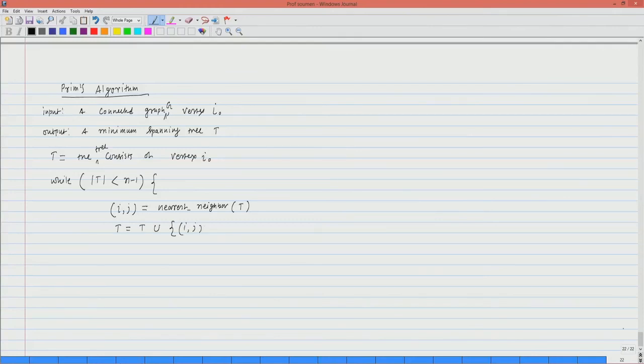i j. I will explain this algorithm of course. When you are outside, when you have n minus 1 edges in your tree, you are sort of done, you got the minimum spanning tree, you are outside of this while loop and you return T. Okay, so now I will explain this algorithm using an example, the same example.